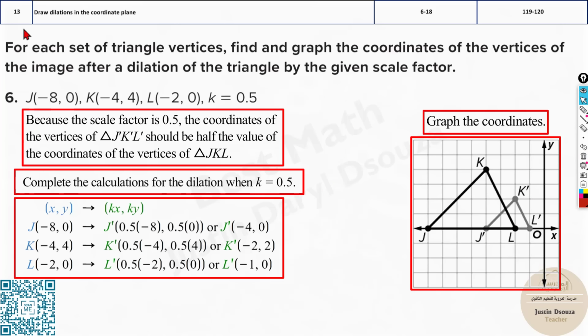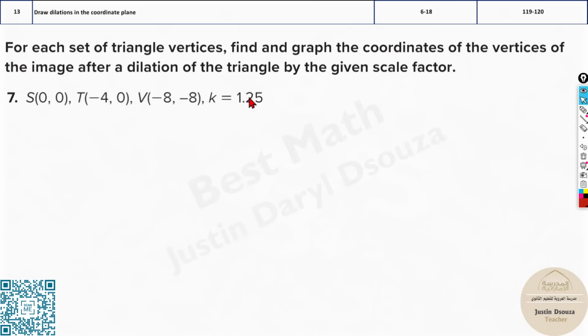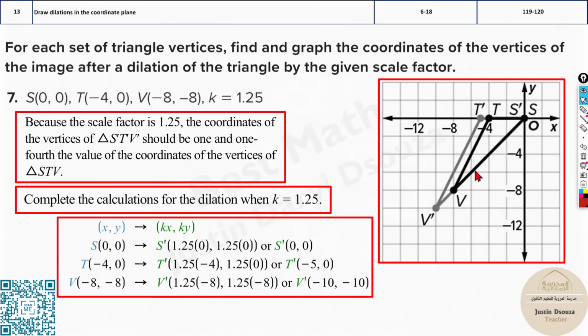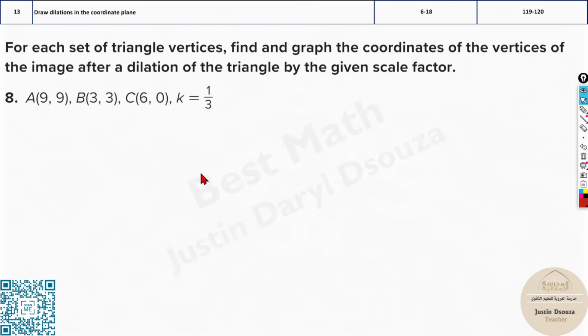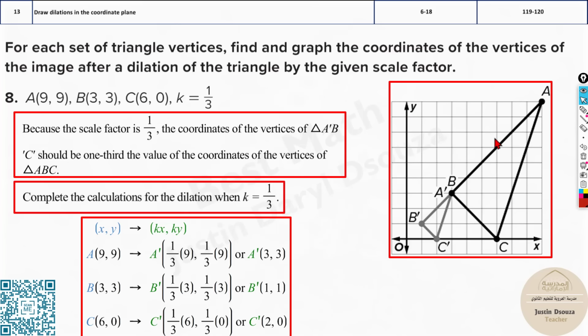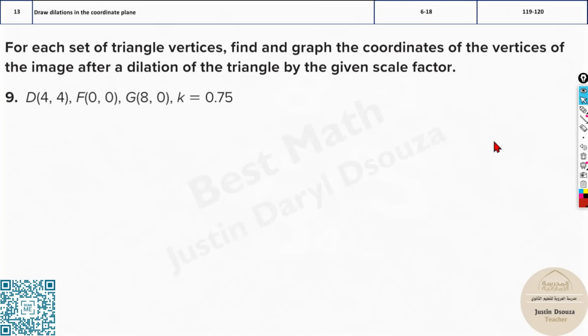Since it's an electronic part, you don't need to do anything in detail. Just find the coordinates by multiplying the k values, and you can graph the coordinates. You can select easily which is the correct graph. Even over here, it's just that the k factor is 1.25. Multiply throughout by 1.25 and you'll get the answers. Here you can see this is the graph. Over here again, it's the same thing, just multiply it out and you will get the answer. Please do it by yourselves and then check the answers. And same goes over here.